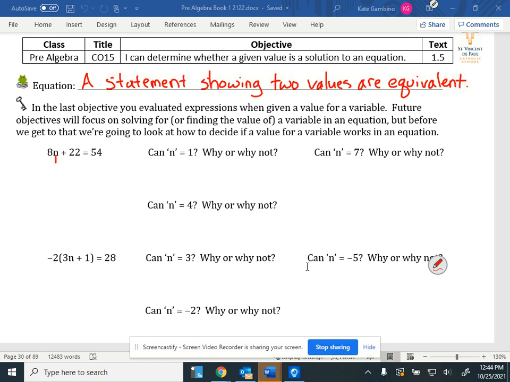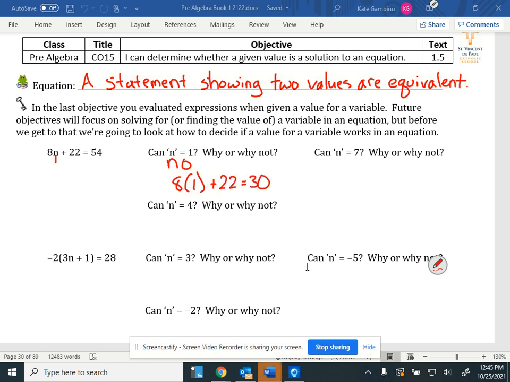Thumbs up if it's a true statement, thumbs down if it does not work. Yeah, I see lots of thumbs down. If we put a 1 in for n, that's 8 times 1 is 8 plus 22. Well, that would be 30. It does not equal 54. So no, 8 times 1 plus 22 equals 30.